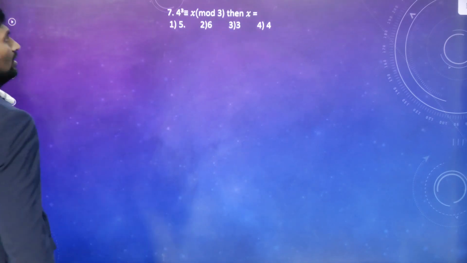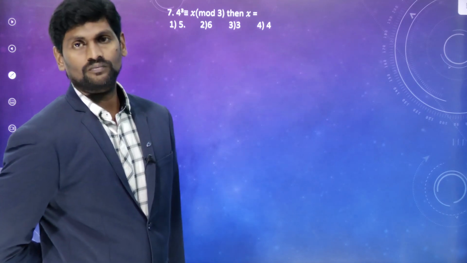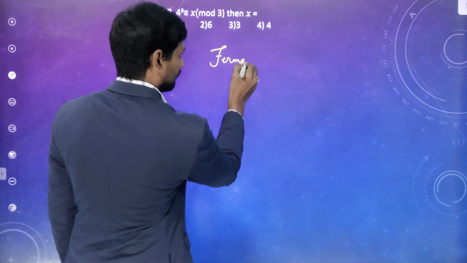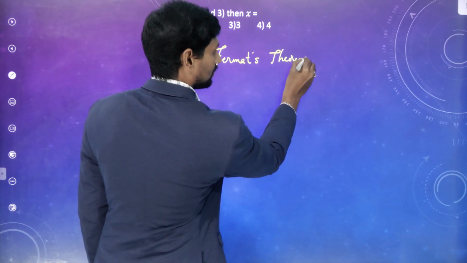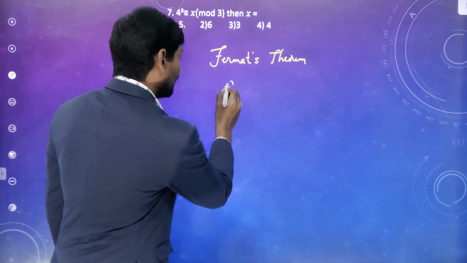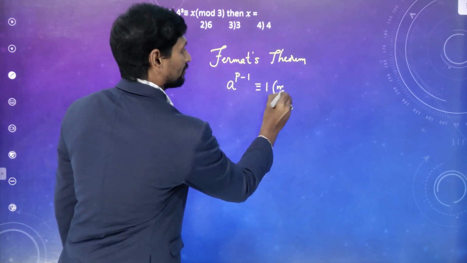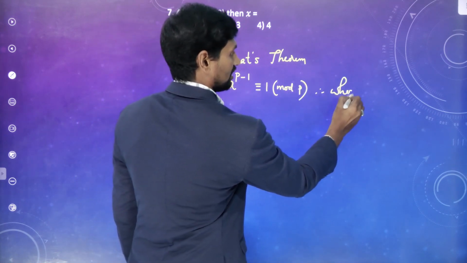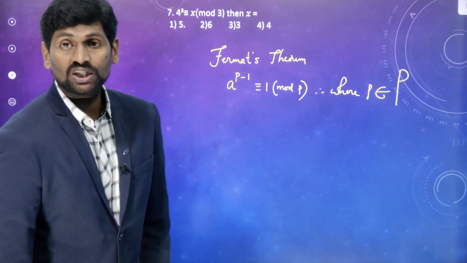Next. 4 cube is congruent to x modulo 3, then x equals what? Do you remember Fermat's theorem? What is Fermat's theorem? A to the power p minus 1 is congruent to 1 mod p, where p is a prime number, that means p is a number from the set of prime numbers.